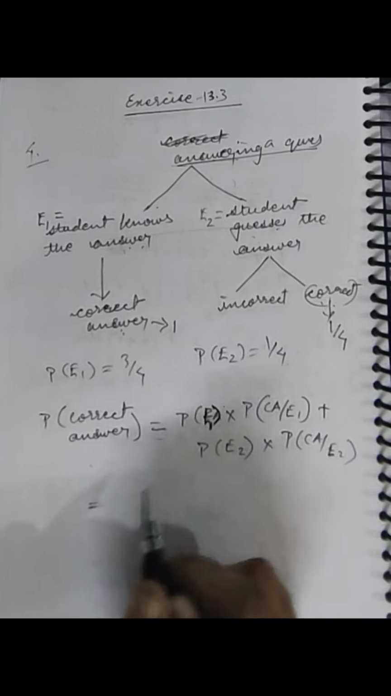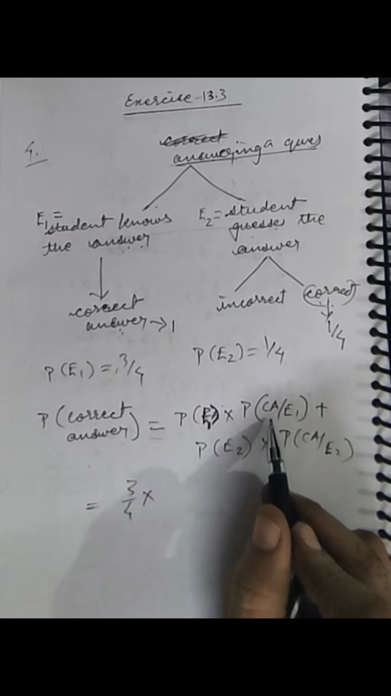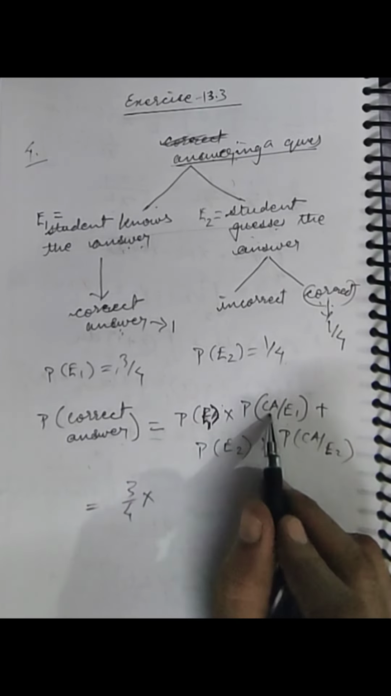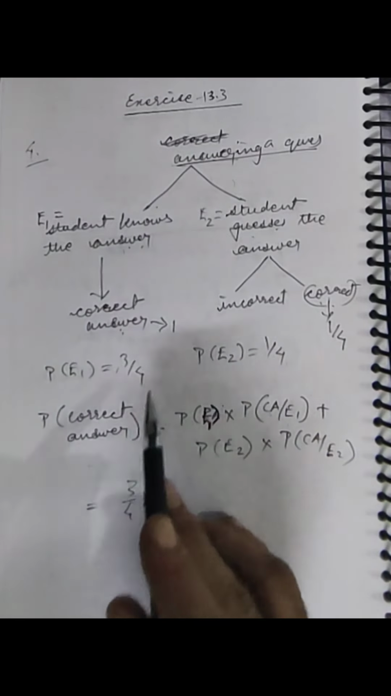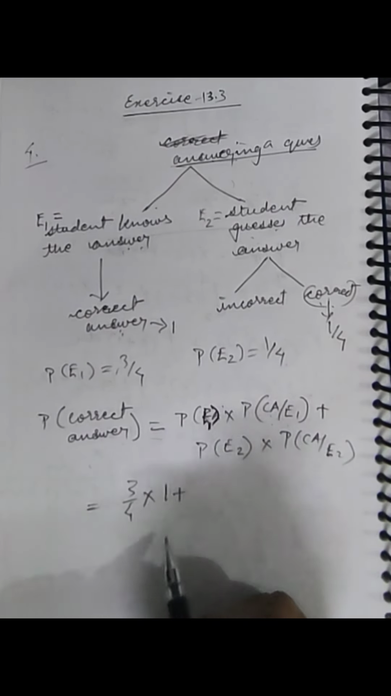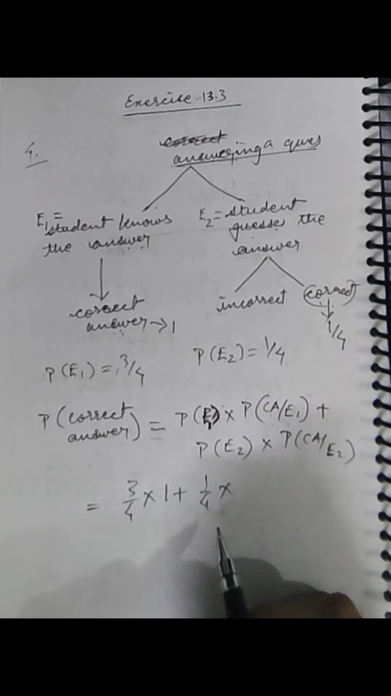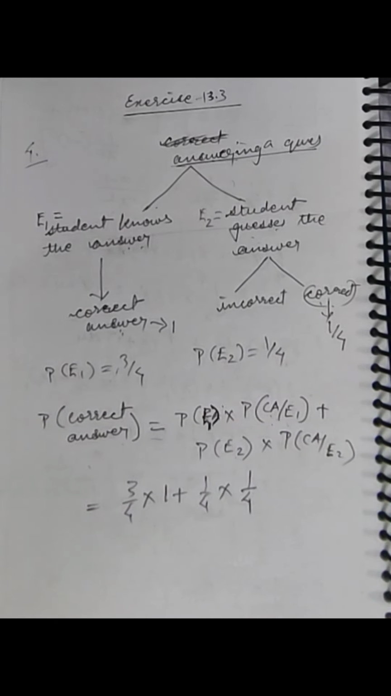Now, in this case, for E1, we are given 3 upon 4, into the probability of correct answer given E1, that is, correct answer in the case of E1. So we have to put the direct probability of correct answer in this category, which is 1, plus the probability of the E2 event, which is 1 upon 4, into the correct answer probability, which we are given as 1 upon 4. Now the question still remains as it is.